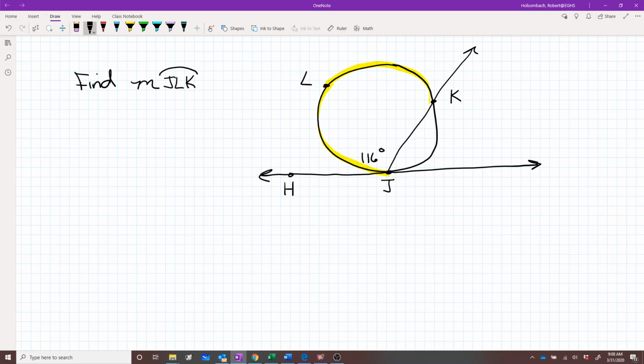So in this case, the measure of arc JLK would be equal to 2 times the 116. Alright, so the measure of JLK would be equal to 232. This arc is 232 degrees.